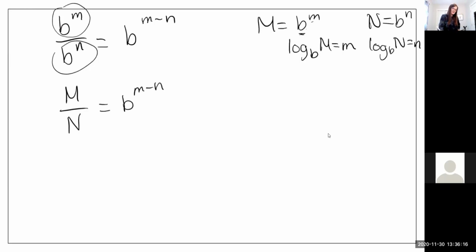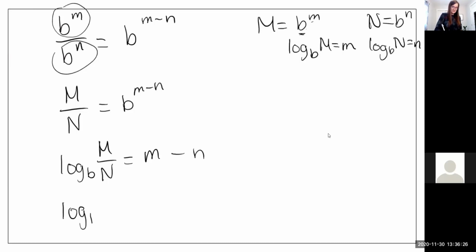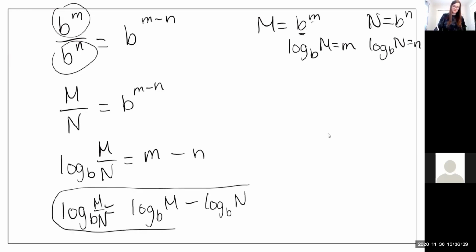Now if I rewrite this one in its log form, it's log base b of m over n, which is the exponent only. This is pretty much the same kind of proof. Your concern is mostly, first of all, understanding how this happens. You might be asked, okay, why does this work? You can always look this up.